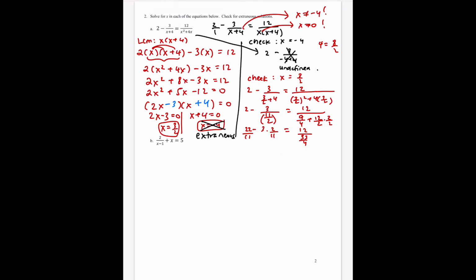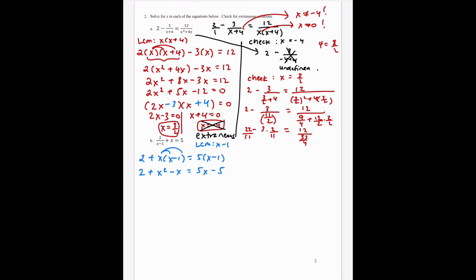Let's do this one in blue now. So the LCM should just be x minus 1. LCM is pretty straightforward here. The first fraction, we're good, so it's just 2 plus. The second fraction is missing the x minus 1, and the last one is also missing the x minus 1. So you multiply out the x. It's going to be 2 plus x squared minus x is equal to 5x minus 5.